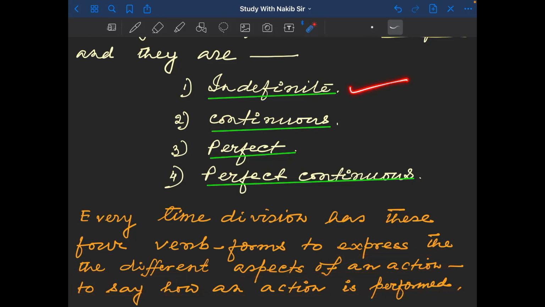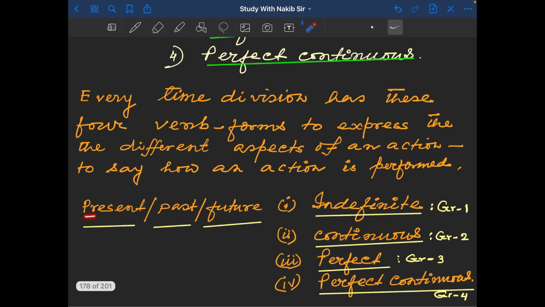Every tense has indefinite, continuous, perfect and perfect continuous. So it is present indefinite, it is also past indefinite, it is also future indefinite, with slight modification. Everywhere the basic structure is the same, but with a slight difference. You have to remember that difference. Okay, so now we'll make a group. With indefinite we'll make group 1, with continuous group 2, with perfect we'll make group 3, with perfect continuous tense we'll make group 4.